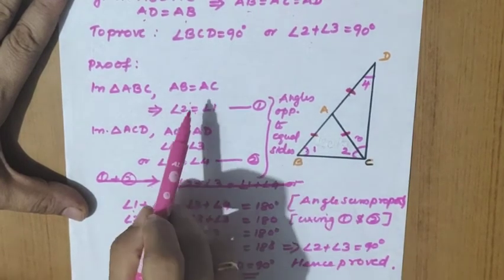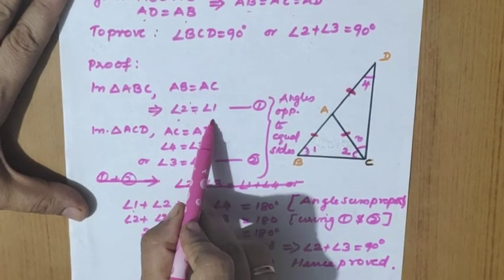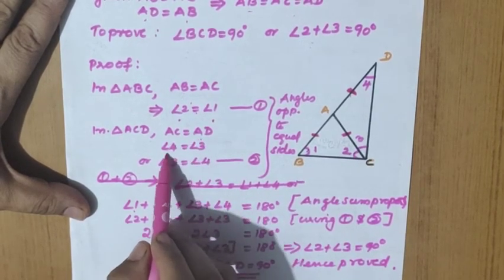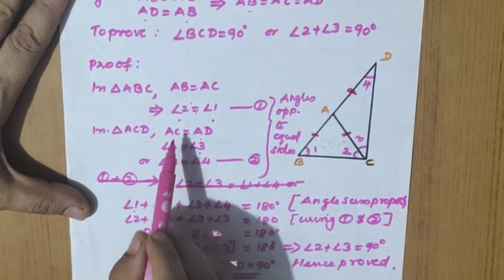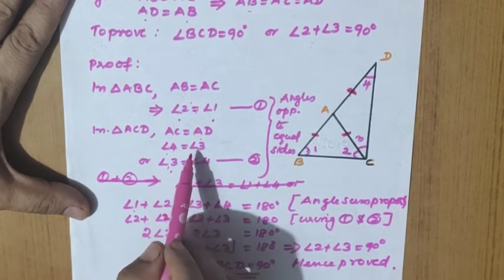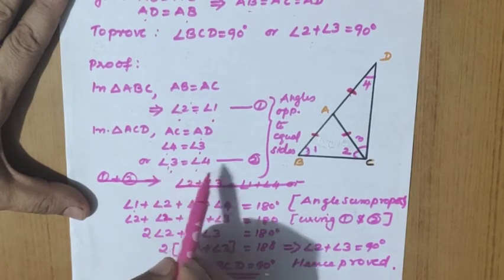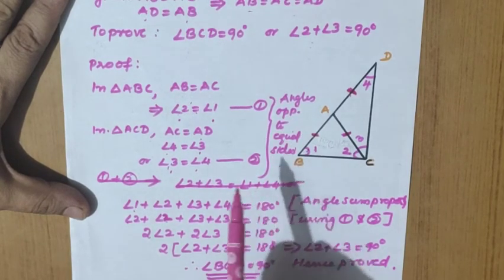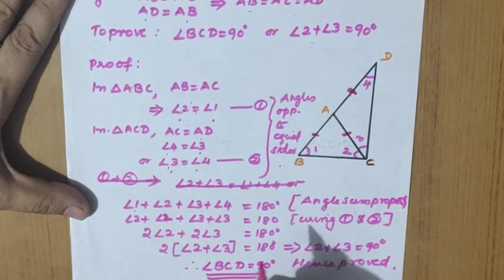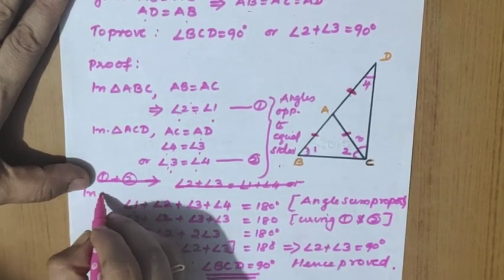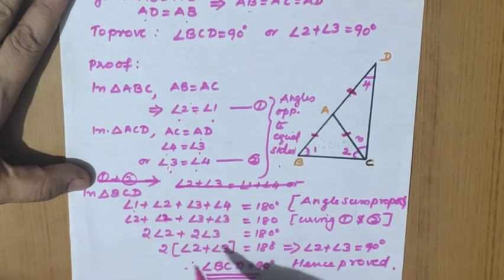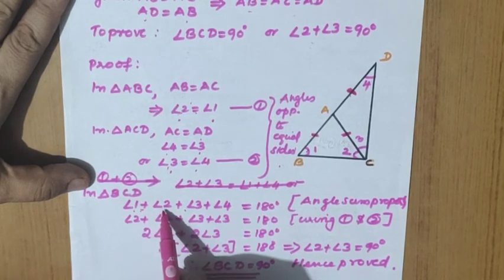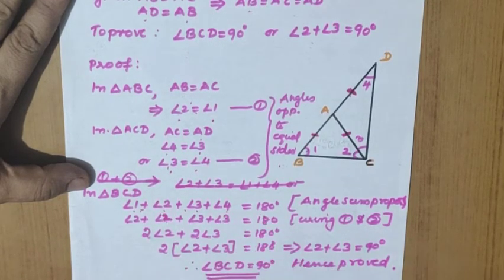Now AB equal to AC, I can write angle 2 equal to angle 1, angles opposite to equal side. AC equal to AD, by rule I should write angle 4 equal to angle 3 only, but we want in the result 2 plus 3 together, so I interchange the side, angle 3 equal to angle 4. Now what is the reason we have written here? Angles opposite to equal sides. In triangle BCD, all the angles sum is equal to 180 degree, right? That means angle 1 plus angle 2 plus angle 3 plus angle 4 equal to 180 degree.